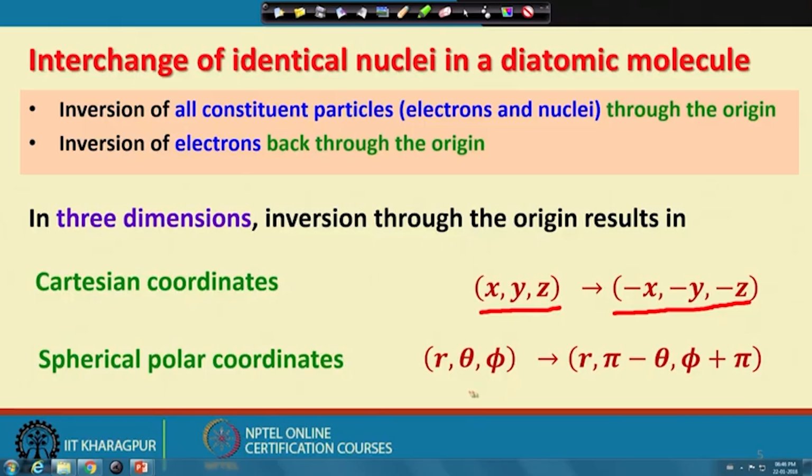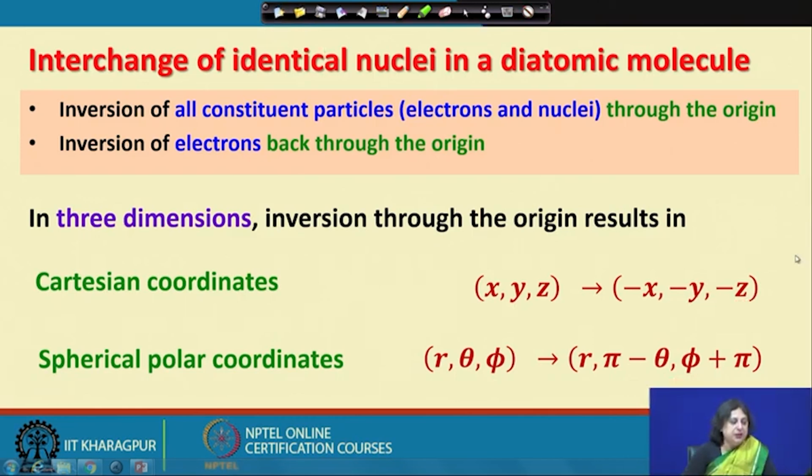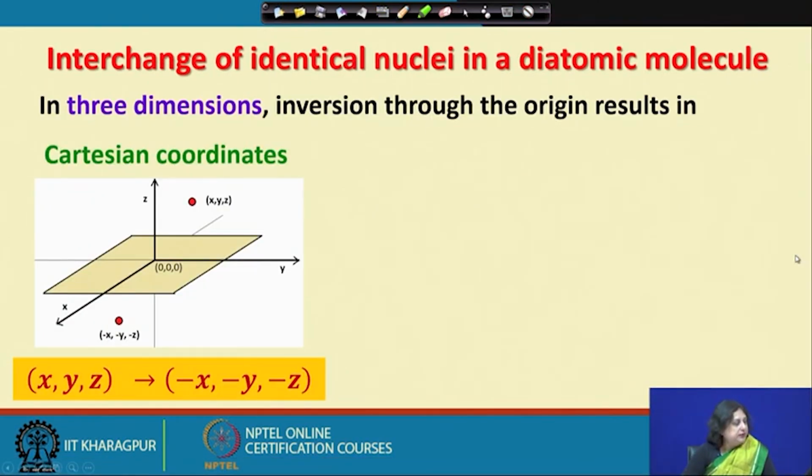So, in that case, instead of x, y and z, one uses the 3 coordinates for each point: r, theta and phi. Now, inversion through the origin results in the following conversion. So, let us have a pictorial look at what these conversions mean and then proceed further. This is a representation of the Cartesian coordinates in the 3-dimensional space. This is the direction of my x axis, this is the direction of my y axis and this is the direction of my z axis.